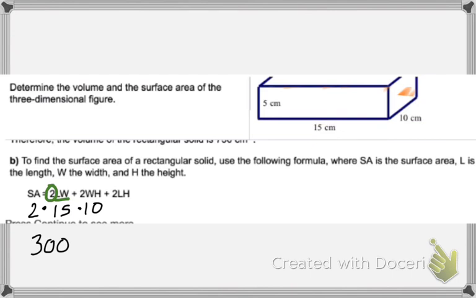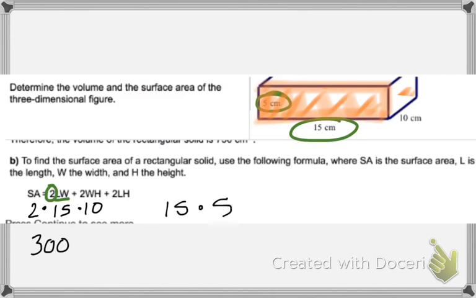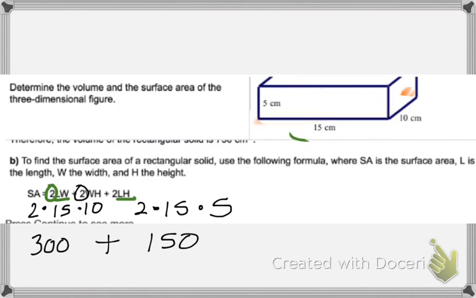Then, width times height. Let me get this stuff out of the way. So again, the width and the height: you're really finding the area of the front of the box, right? Because you're doing 15 times 5. If that's the area of the front of the box, it also has to be the area of the back of the box. That is why the 2 is in the formula. This is what we did a second ago: 2 times 15 times 5 gives you 150.